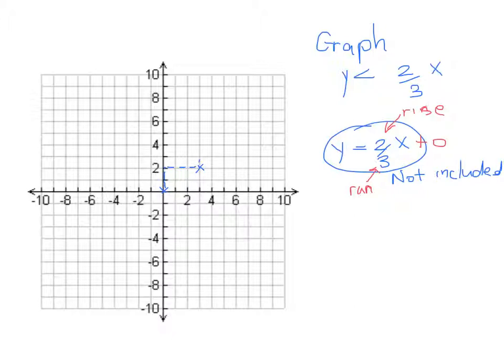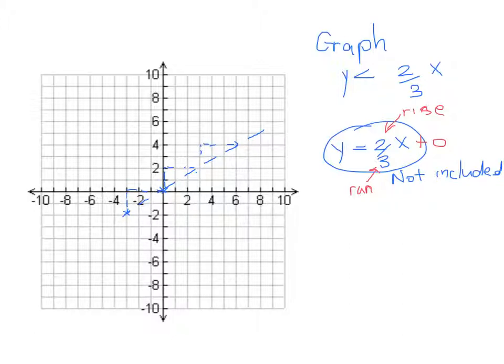We can do that again if we want to make sure that we're comfortable with our line. Rises 2 and runs over 3. And we can go the other direction if we want, running over 3 and falling 2. And so now we have enough points to make a line. Actually 2 would have been enough, but I like to be safe. All right, so again though, that is not included in our solution, which means that it has to be a broken line. So I'm going to just erase parts of that line so we can see that this is a broken line. Broken line means it's not included in the solution.